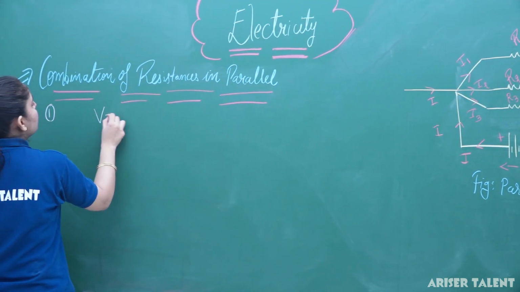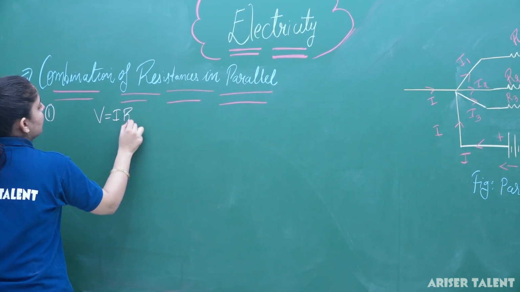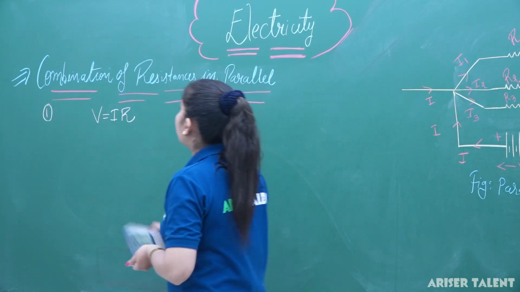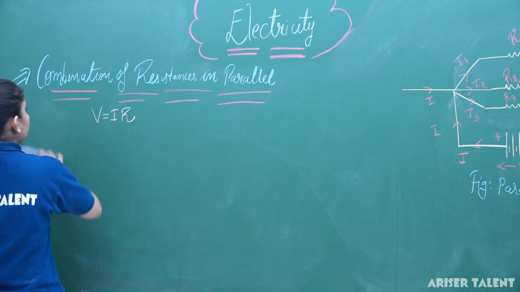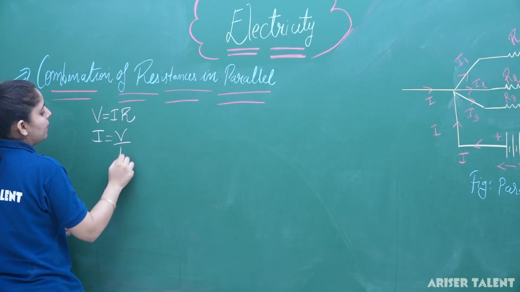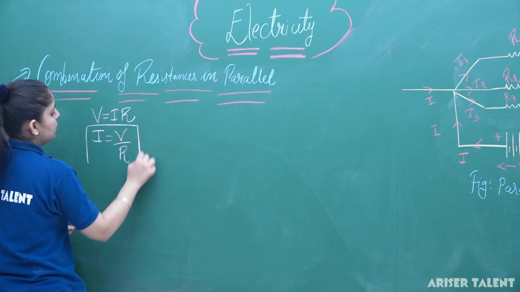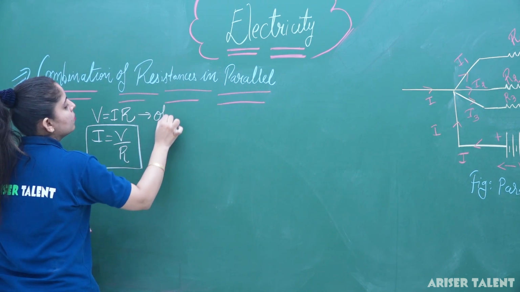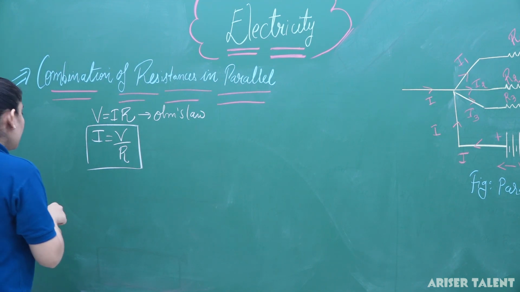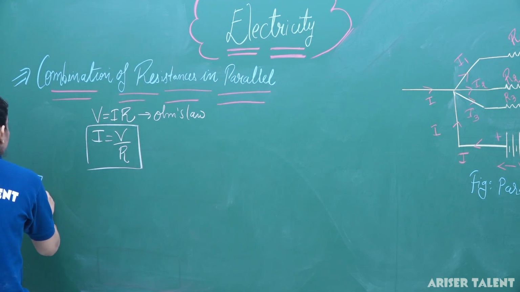Firstly, we will write the Ohm's law here. V equal to IR. Now, we have to calculate the different values of current in the resistors. So, what did it come out to be? It came out to be I equal to V upon R. So, this is our Ohm's law.